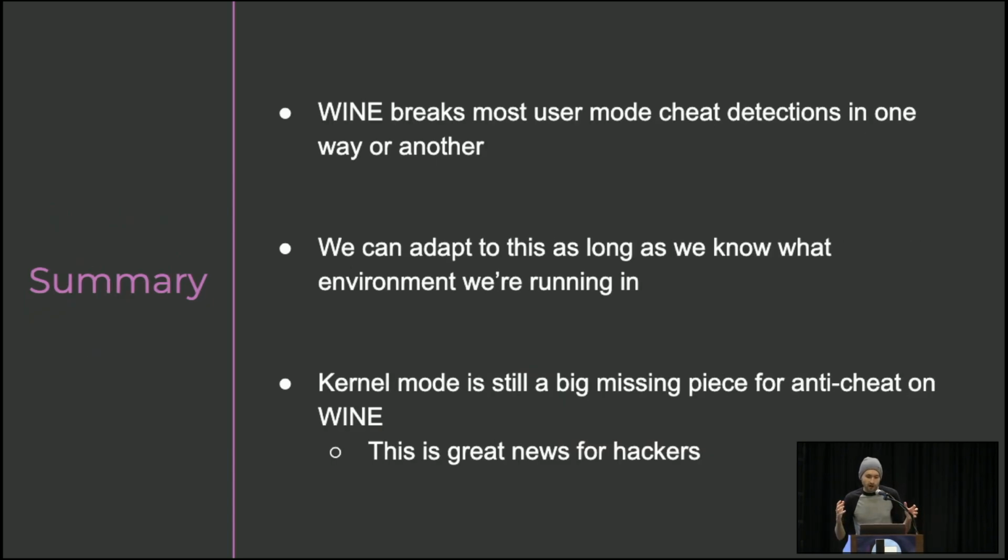Okay, so in summary, what we've noticed is that Wine breaks most user mode cheat detections in one way or another. If you're trying to detect cheats with just the Windows environment in mind, Wine is going to break that whole process. We can adapt to this as long as we know the environment we're running in. This is really the key to that. If you don't know your environment, you have no way of meaningfully adapting to these kinds of new cheats from within Wine.